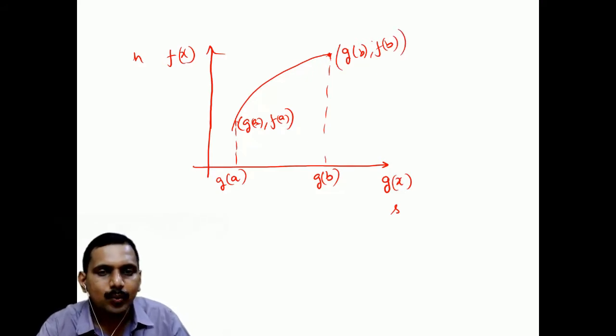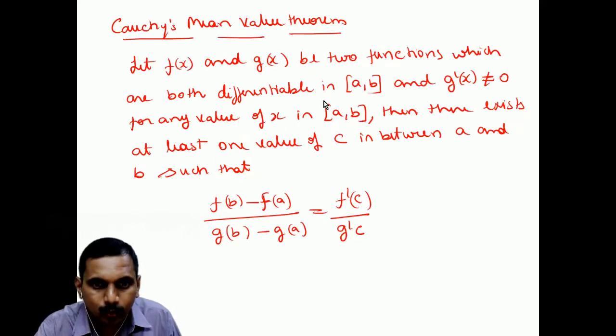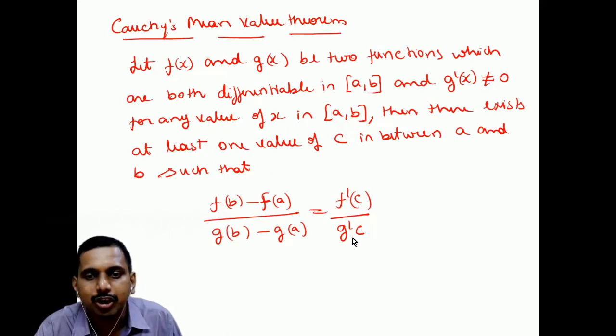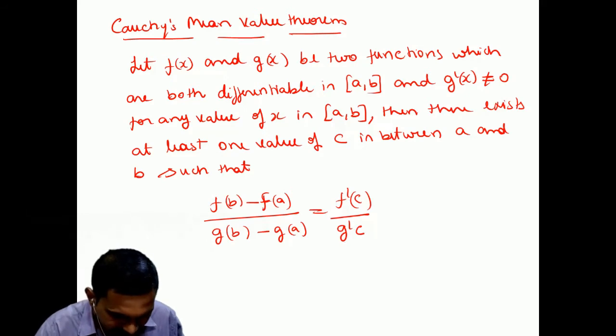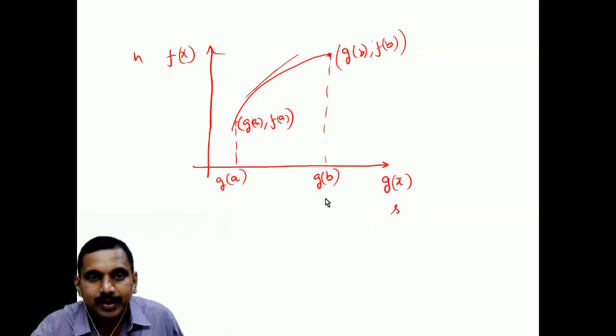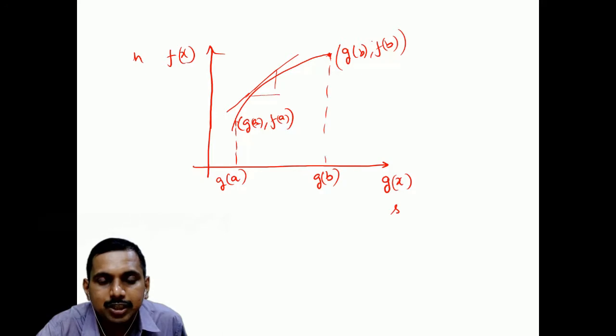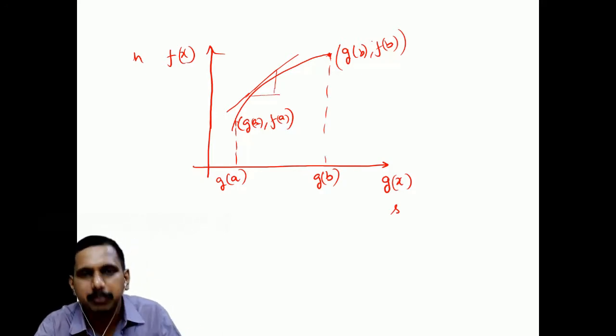Correct. So now what happens? There would be one slope here. There would be one what? F dash of c by g dash of c. Correct. So what is this? This slope here would be f dash of c by g dash of c. Why? This slope here, observe here, this slope is what? F dash of c by g dash of c. That's it. That is the meaning of it.